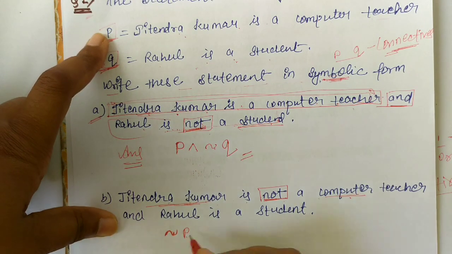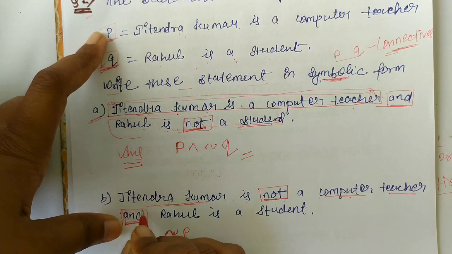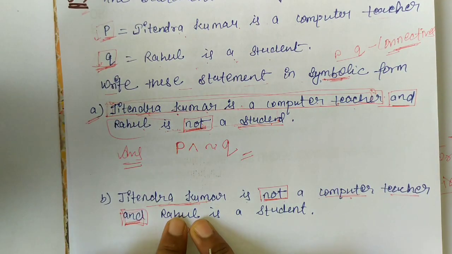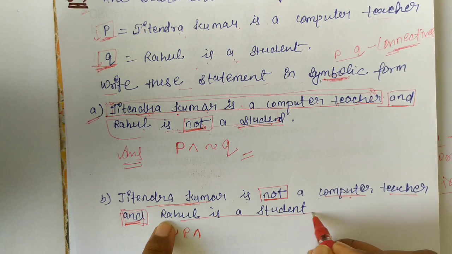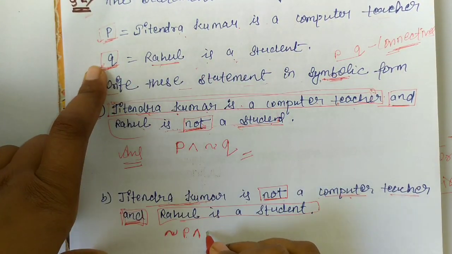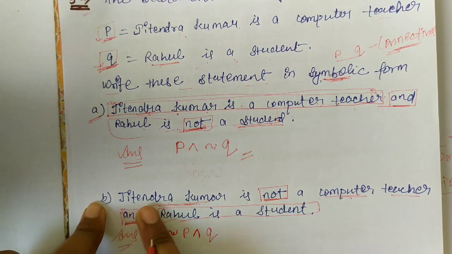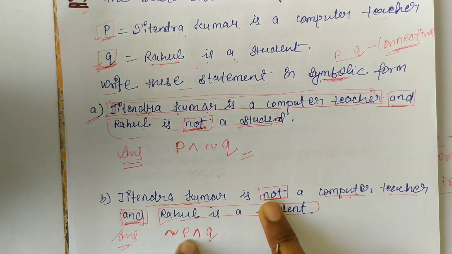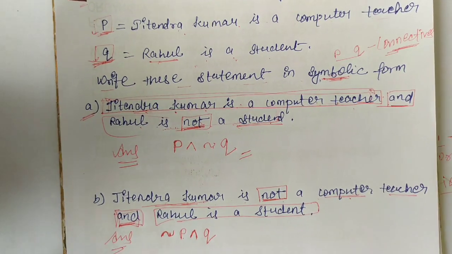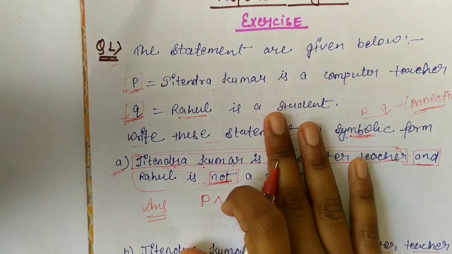Not P, and again here is and, so we write the sign of and. Then Rahul is a student. Already we have Rahul is a student, so we write Q. This is the answer of this question: Jitendra Kumar is not a computer teacher and Rahul is a student. Next we discuss the next question. This is the reverse of that question.